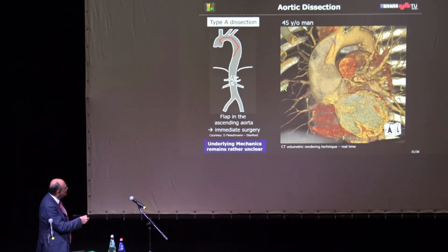This is an aortic dissection. And you can imagine, during the cardiac cycle, when the blood is flowing, you have a kind of dynamic response of this flap. And these are the ribs, what you see here. So I show you this movie. It's very impressive.